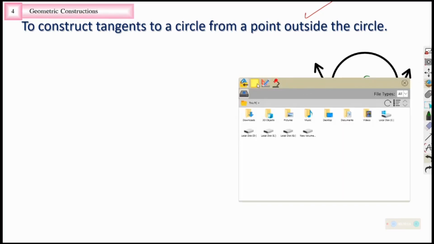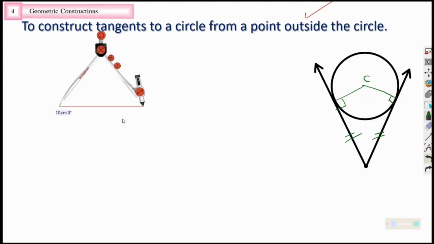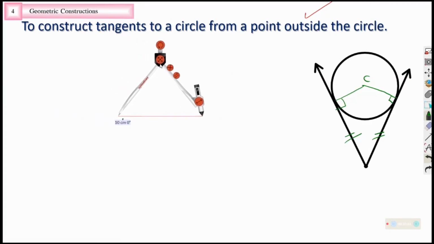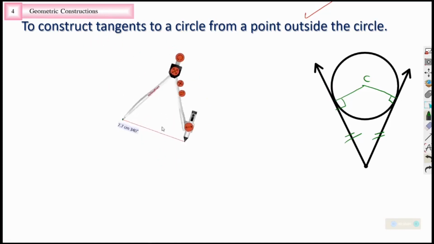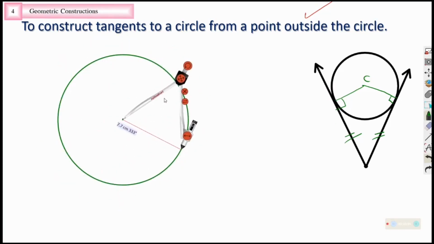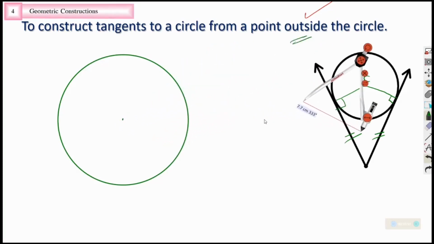This is something which is to be seen, to be believed. For that, I need a circle. For that, I need a compass. I put a point and will draw the circle here. Circle is drawn. Now we are asked to draw a point outside. So I put a point here. Let the center of the circle be O and this be P.